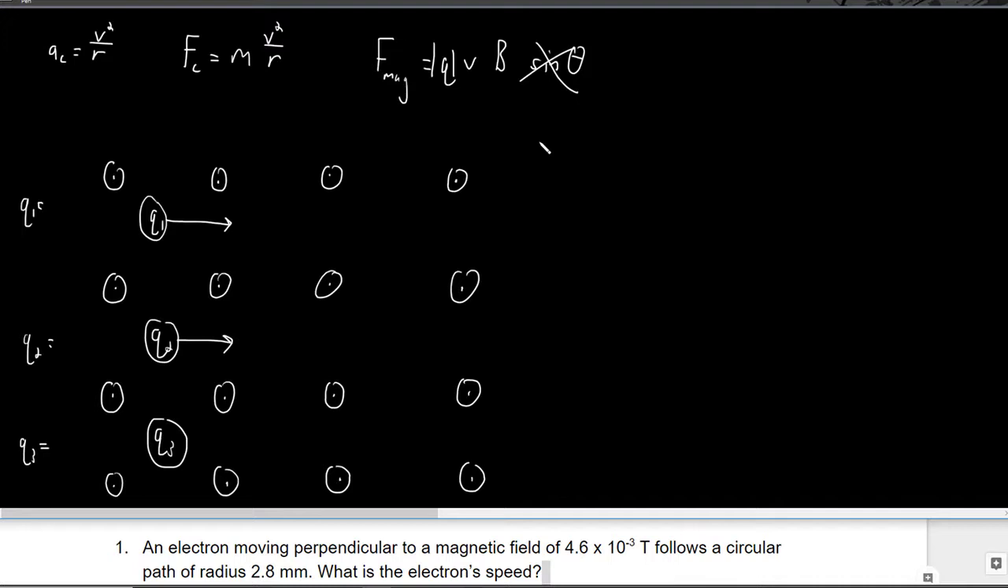All right, so today we're going to start talking about specifically what direction that magnetic force is. We know that it was perpendicular to both the direction the charge was moving and the magnetic field. So to find this out, we're going to use what's called the right-hand rule.